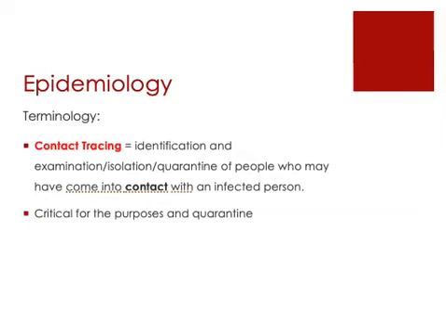Because if you can contact trace to all of those people before they get sick, you can put them in quarantine and you can wait to see if they come down with symptoms of the disease. If they do, you can isolate them and keep them from spreading the disease further.